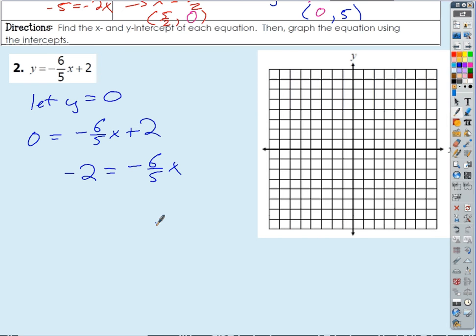If that were a regular number, what if that were a 10? What would you do to get the x by itself? Divide by 10, right? It's not a 10, it's a fraction. So logically you think, well, we divide by the fraction, which we do, but instead of dividing by fractions, there's an easier way. What do we always do? Multiply by the reciprocal. It's the same as dividing by a fraction, but much easier. So we'll multiply each side through by the reciprocal of -6/5. What is that? -5/6. That's all we have to do.